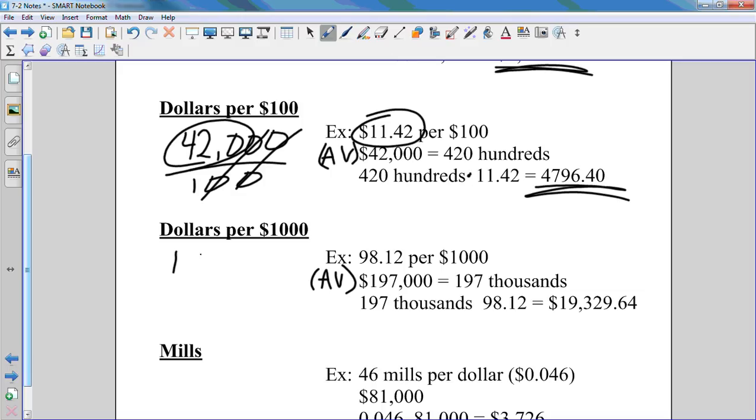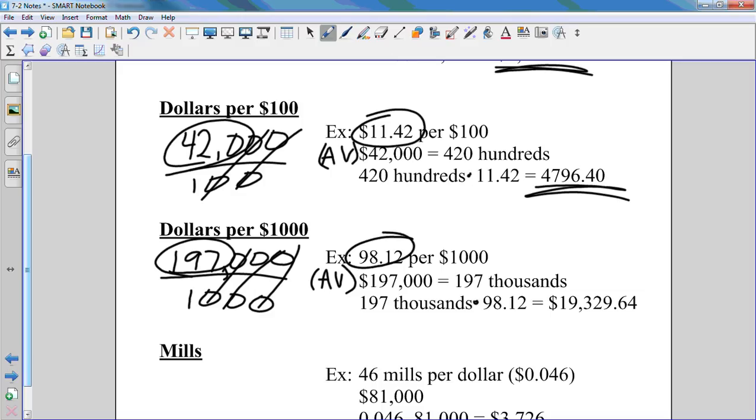I take my $197,000, divide it by 1,000 to find out how many thousands fit in that. So 197 fit in there, and you multiply that by your rate. So if you have an assessed value of $197,000, you're going to pay $19,329.64 per year in property tax.